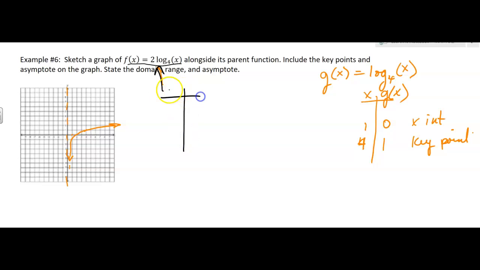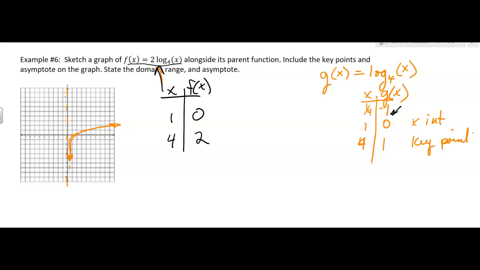So if we had x and f of x, now we're going to have 1, 0 still, because if you multiply 0 by 2, that's still going to be 0. And then you're going to have 4, 2. All right, what happens if we have something smaller than 1? We didn't do that on the parent function. I said I was going to skip that. Now I'm changing my mind. Okay, so let's say we put in a 1/4, and we would get -1, right? Okay, so that would be, well, it's going to be like there. Kind of missed it with my graphing. I missed some of the points.